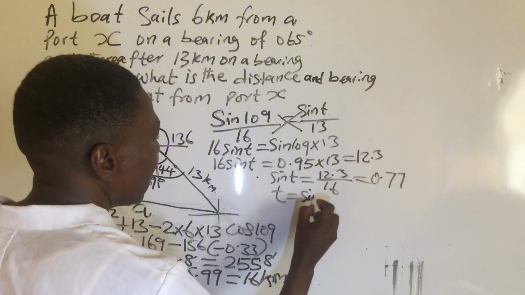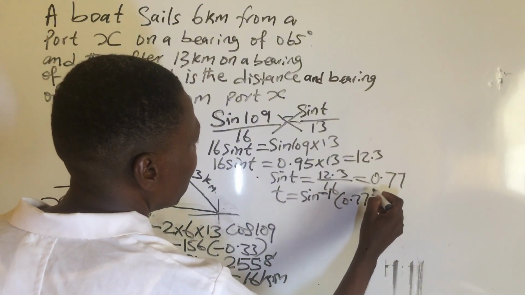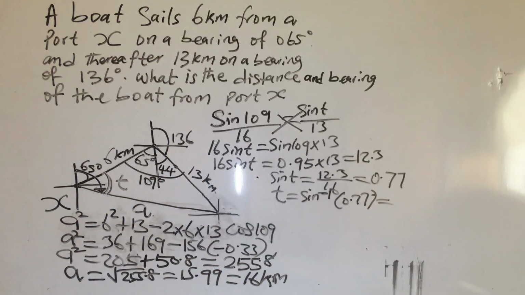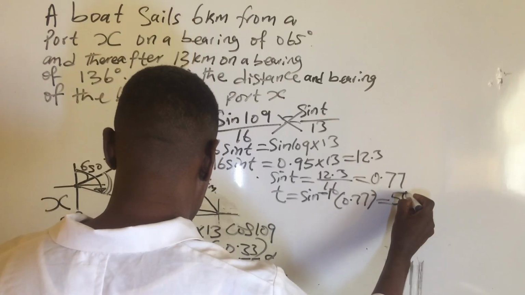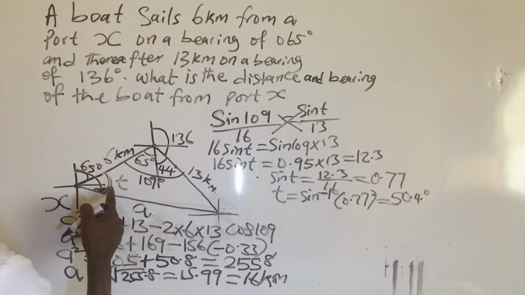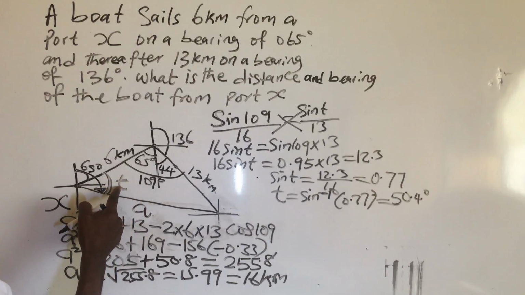Now making t the subject of the formula, which is the angle we are looking for, t equals sine inverse of 0.77. When we find the sine inverse of 0.77, we have 50.4 degrees. So the angle that will be here is 50.4 degrees.